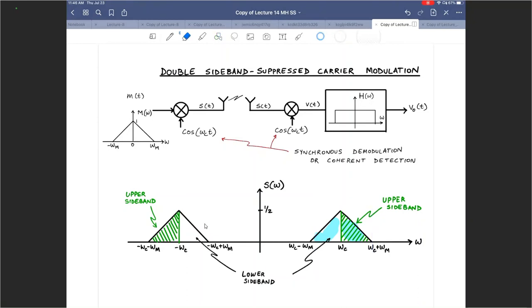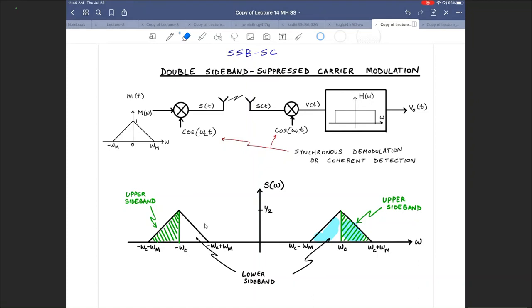Because of that, people go for single sideband suppressed carrier. Suppressed carrier essentially means that while you transmit, you don't see a carrier, right? You don't see this. That is suppressed, removed. That's essentially what suppressed carrier means. You don't send the carrier signal itself as part of the message.